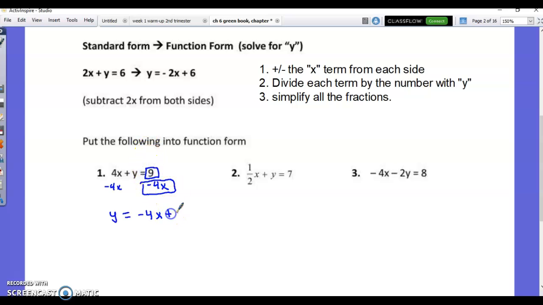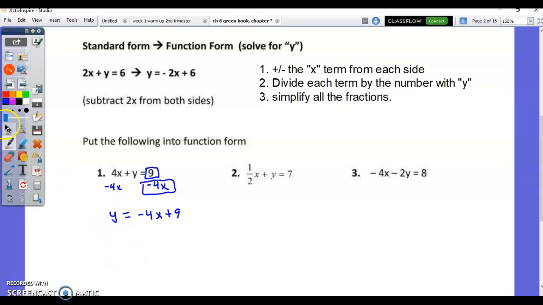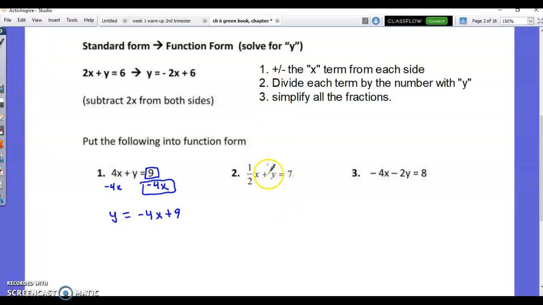So we will write plus 9. And since this y is already a 1, we're done. There is no more, we don't have to do step 2 or step 3. And you'll see number 2 is exactly the same way as well.